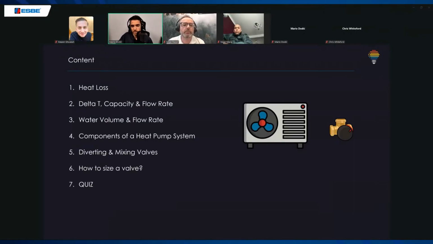Regarding content, the idea is to have 2 main sections. The first part will be mine, around 20 minutes, regarding heat loss, delta T, capacity, flow rate, so everything related to heat pump, and water volume and flow rate. The second part will be from Nigel from ESBE UK. He will explain what the main components of a heat pump system are, what the difference between diverting and mixing valves is, and how to size a valve and what is important.